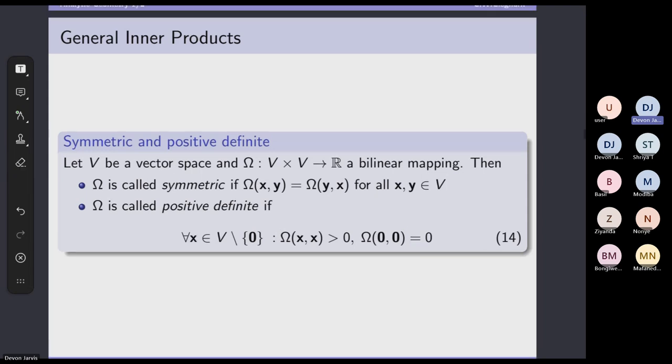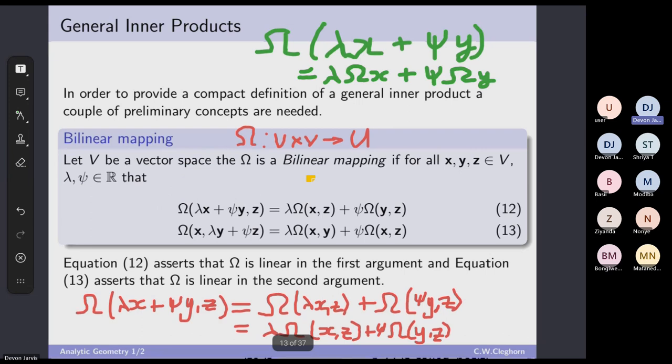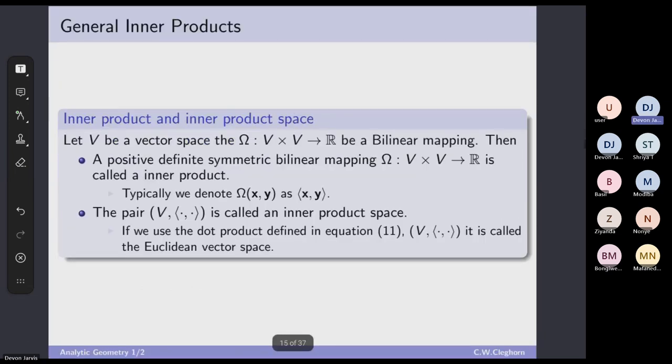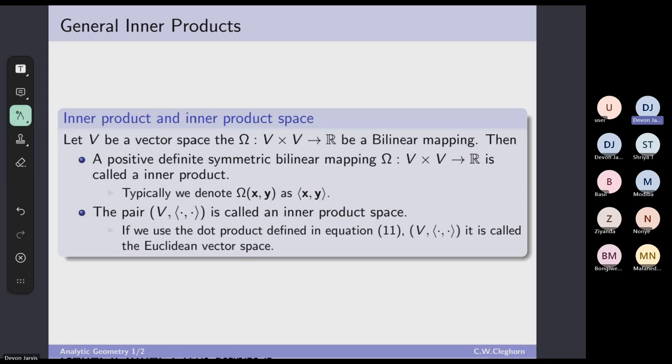So we've got three terms we're now trying to keep in memory for 2 minutes. So bilinear mapping, symmetric, positive definite. Then let V be a vector space with this omega bilinear mapping. Then a positive definite symmetric bilinear mapping is called an inner product. So it meets all three constraints. All right. And you typically denote it with those kind of brackets over there.